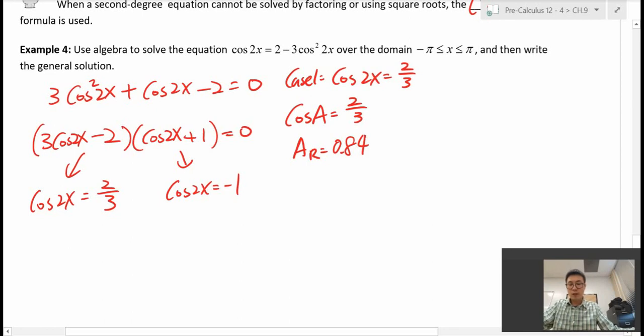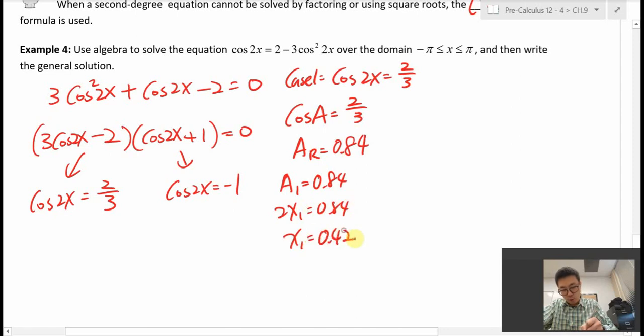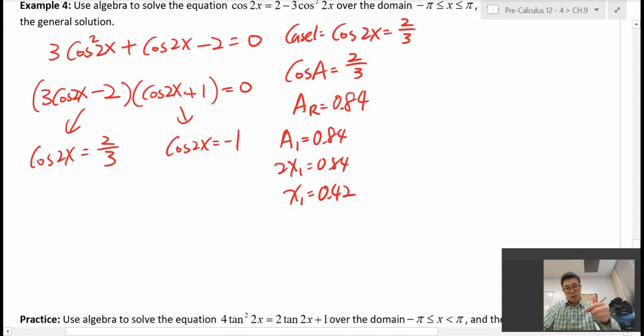Now cosine is positive, so we can find A1. Cosine is positive in quadrant 1, so 0.84. Therefore we can find, so 2x1 is 0.84. Therefore x1 is 0.42. Okay, from here, that will be the answer for sure.